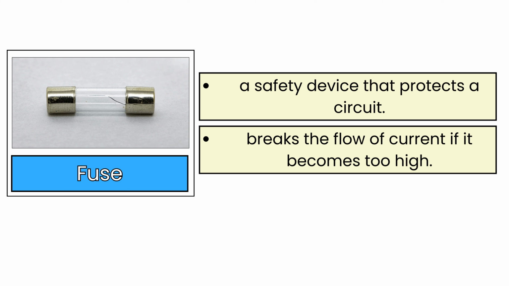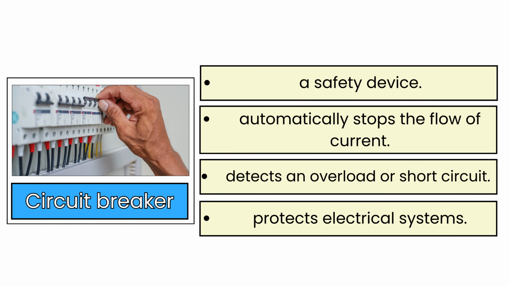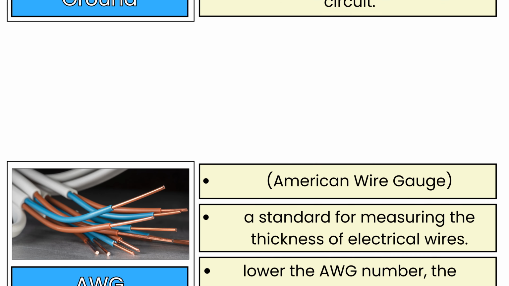A fuse is a safety device that protects a circuit by breaking the flow of current if it becomes too high. A circuit breaker is a safety device that automatically stops the flow of current when it detects an overload or short circuit, protecting electrical systems. AWG, American Wire Gauge, is a standard for measuring the thickness of electrical wires. The lower the AWG number, the thicker the wire.